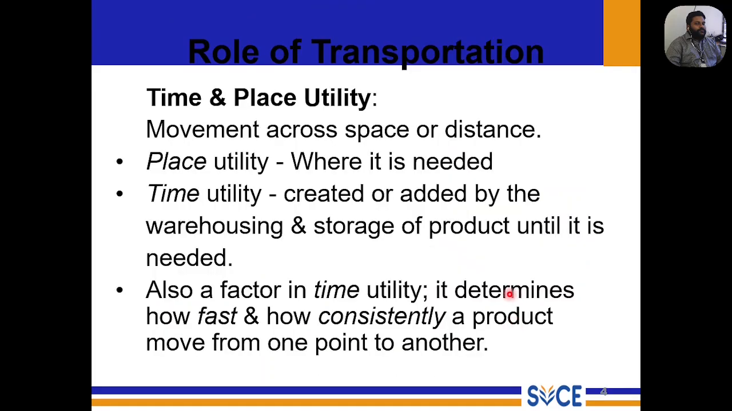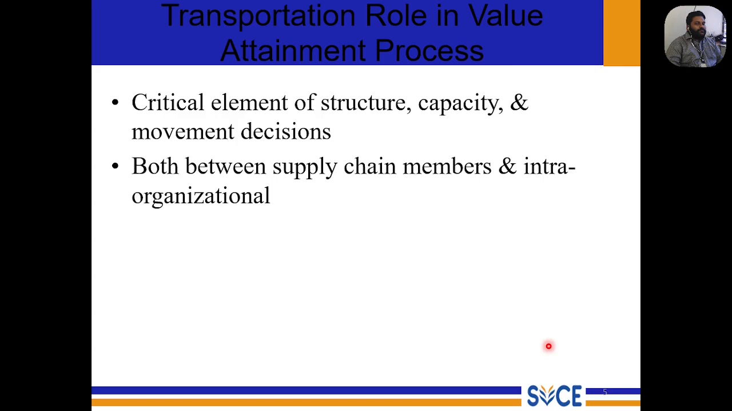So what is the role of transportation? With respect to time and place utility, it is movement across space or distance. Place utility is where it is needed. Time utility is created by the warehousing and storage of product until it is needed. It is also a factor in time utility, as it determines how fast and how consistently a product moves from one point to another. It is a critical element of structure, capacity and movement decisions, both between supply chain members and within organizations, and is a key role in the value attainment process.